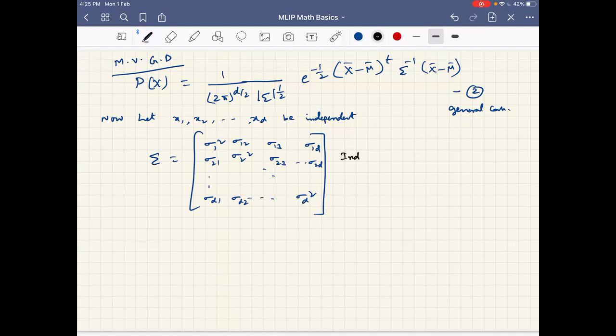Independent features imply sigma is equal to what? It's purely diagonal because all covariances are zero: no feature depends upon the other feature, or their correlation is zero. And then independent or uncorrelated features.